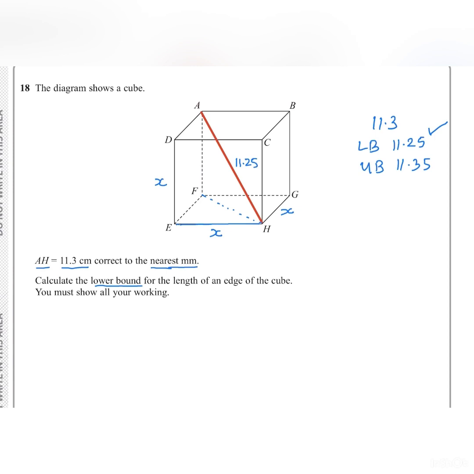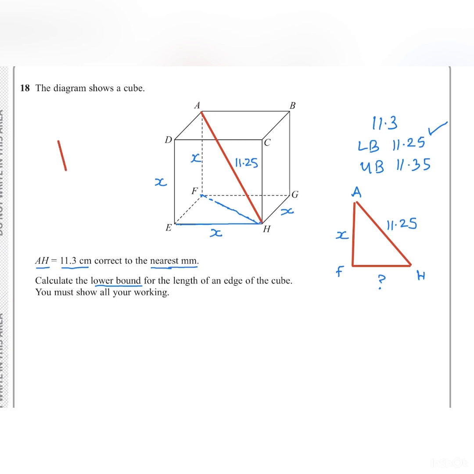So I'm just going to draw out a triangle here and label this as, so this is H and this is A and this is F. So this side is given as 11.25. Now A to F is going to be x because that's the height of the cube. And F to H is a distance that we need to find. Now, how to find F to H? F to H would have been found by using Pythagoras' theorem.